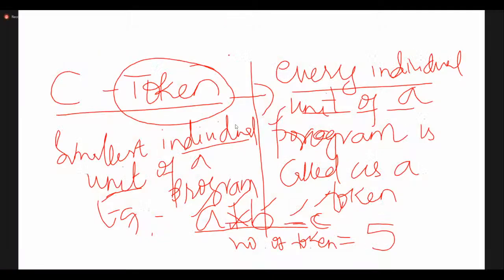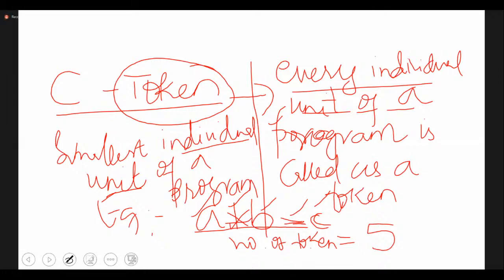So now in this statement, how many tokens do we have? 1, 2, 3, 4, 5. So your answer should be 5. What are these 5 tokens? We have 3 variables, A, B, and C, and we have 2 operators. One is the multiplication operator and the other one is the subtraction operator.